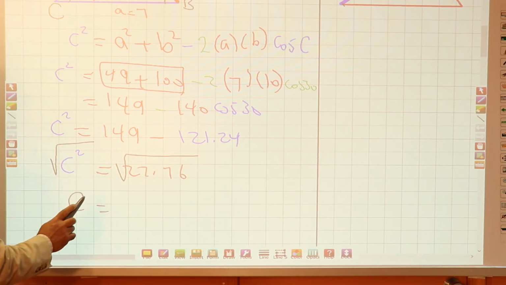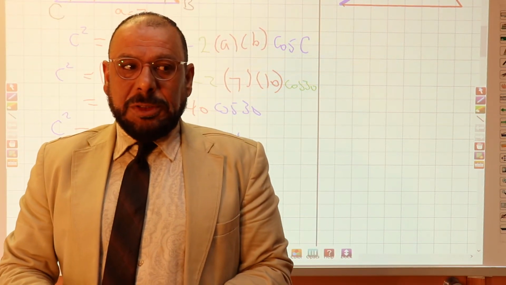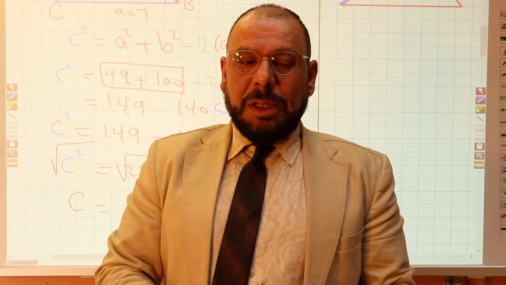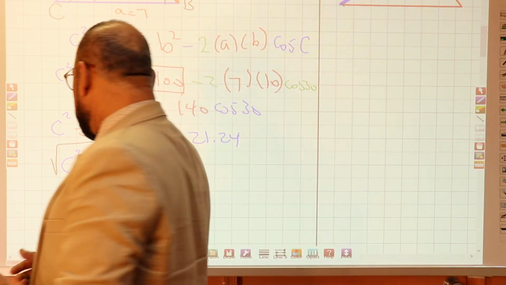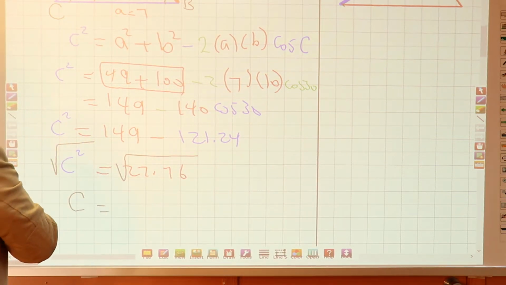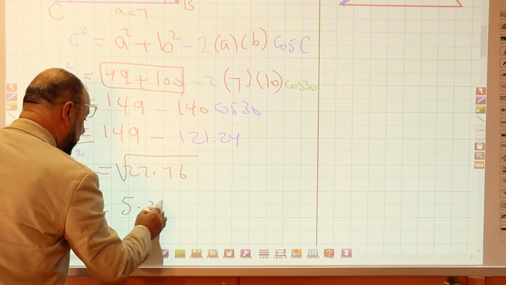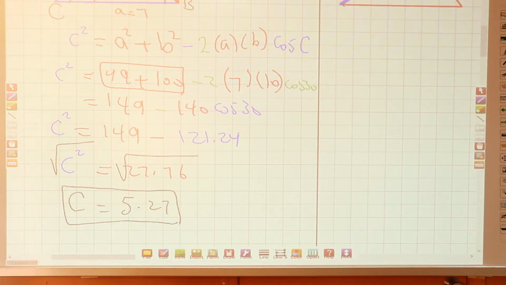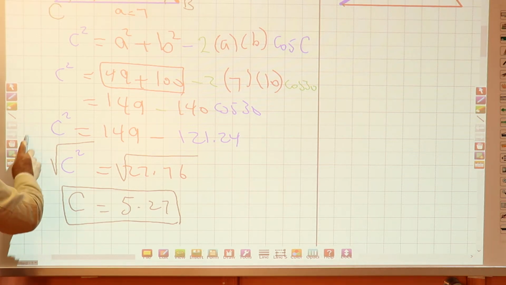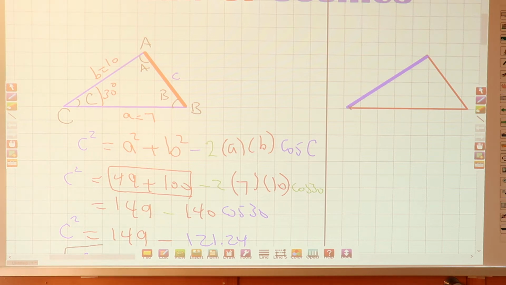The answer should be plus and minus, but since we talk about length, it cannot be negative. Then we're going to take the square root of this number, which is 5.27. Whatever unit it is. Now I know what C is. Now I can figure out the rest of the triangle.